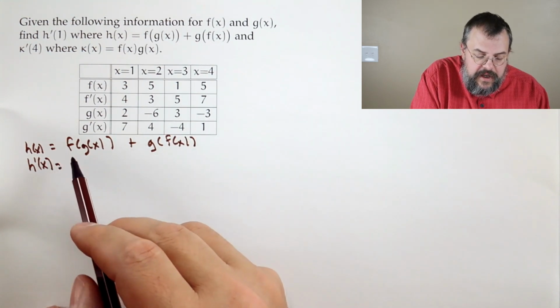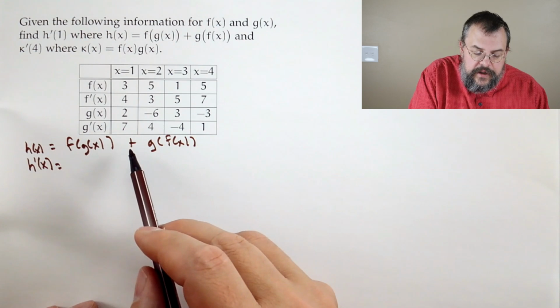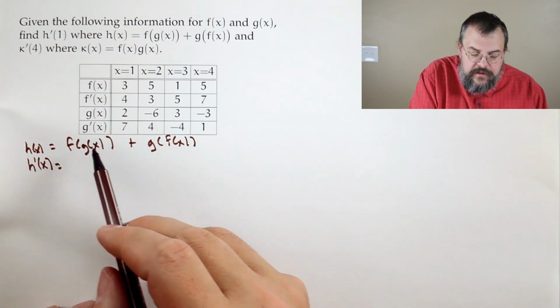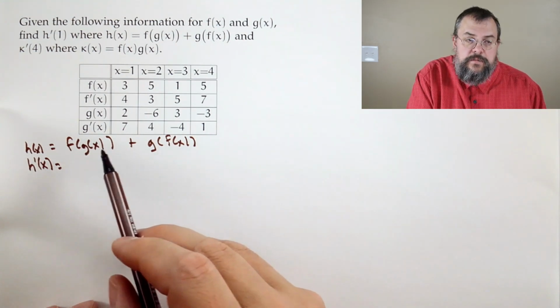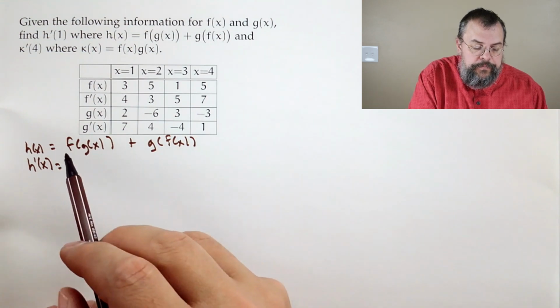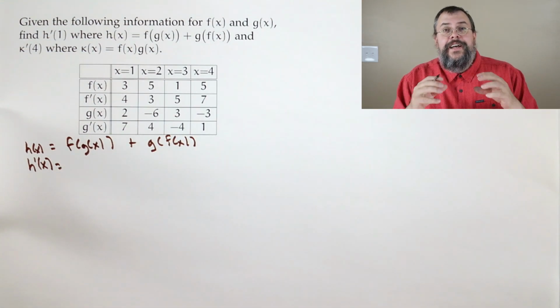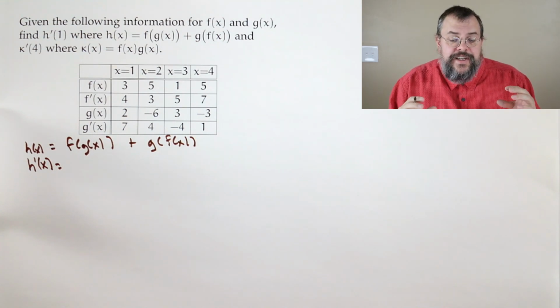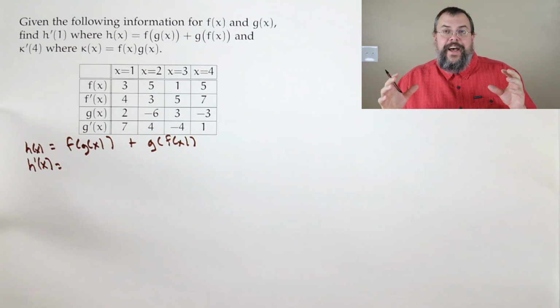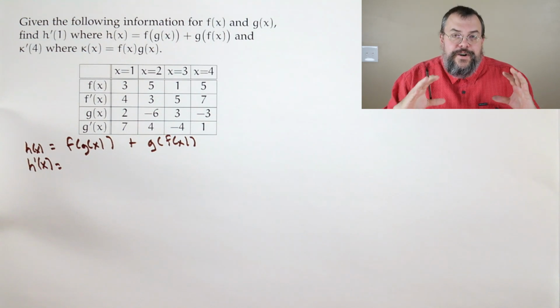So h prime says, go through. Now there's a plus, which means we take this derivative, we take that derivative, and we just do them separately and then add the results together. Each one is a chain rule. So be careful here. F of g of x is different from g of f of x. So let's go through patiently.